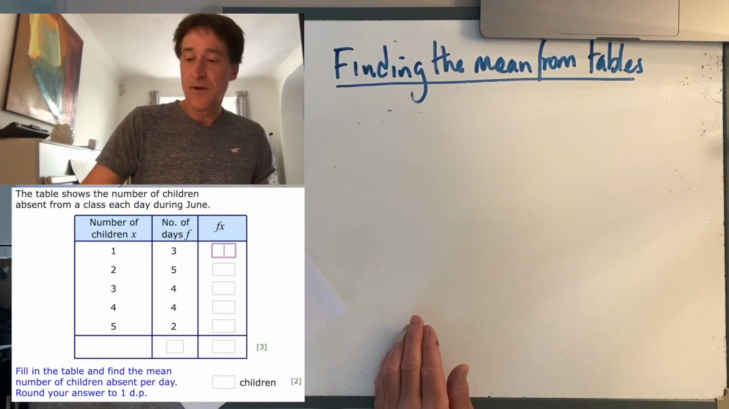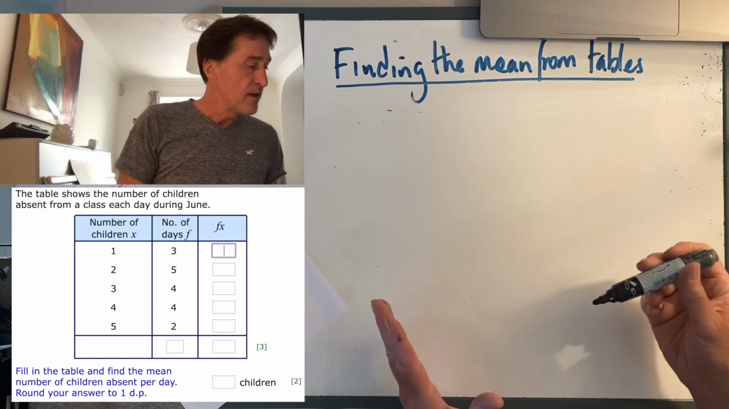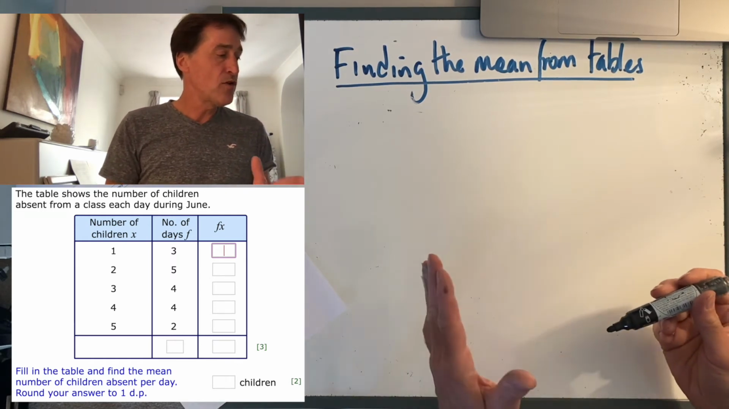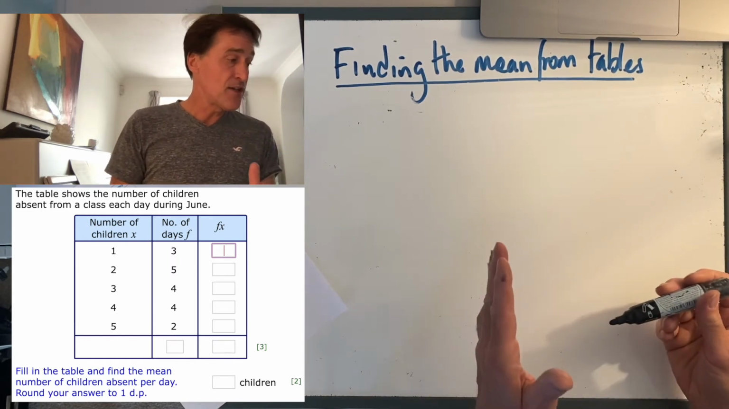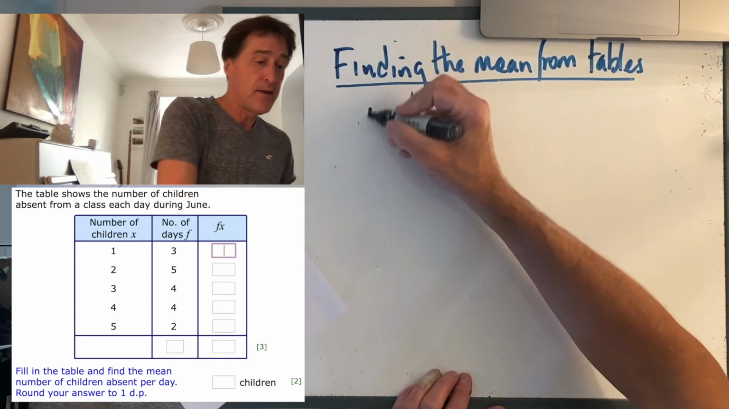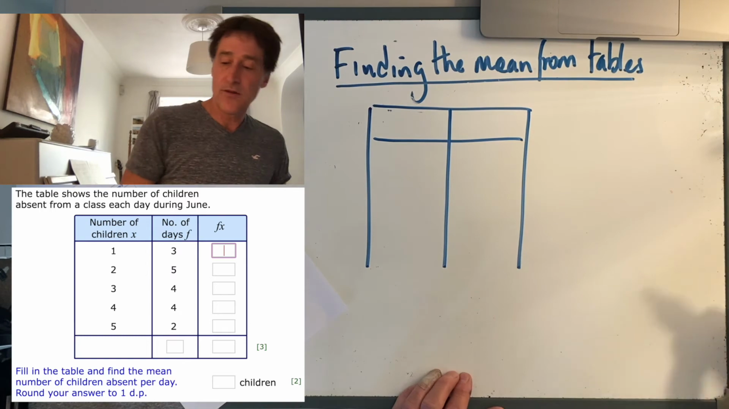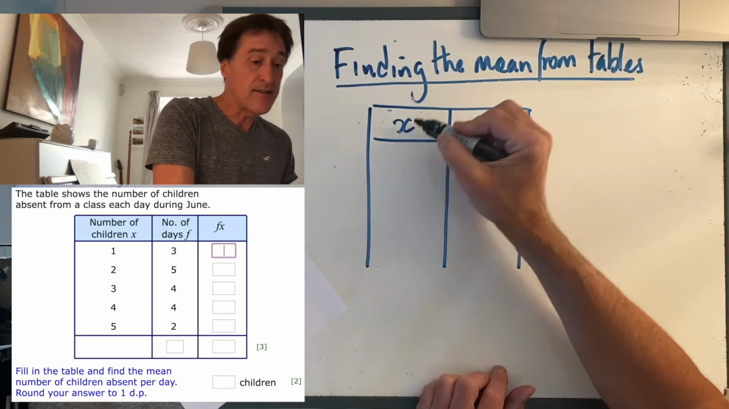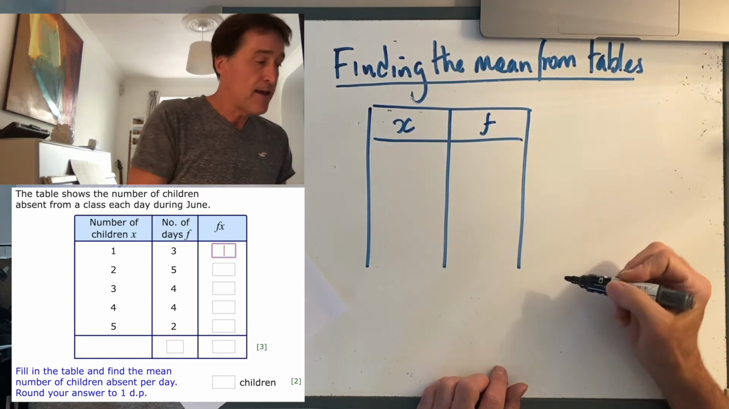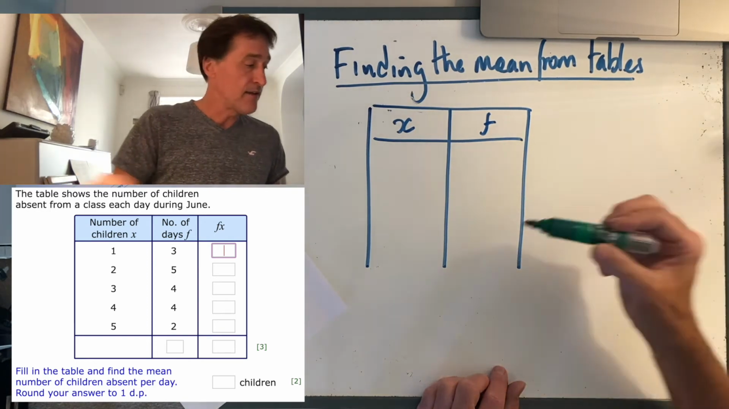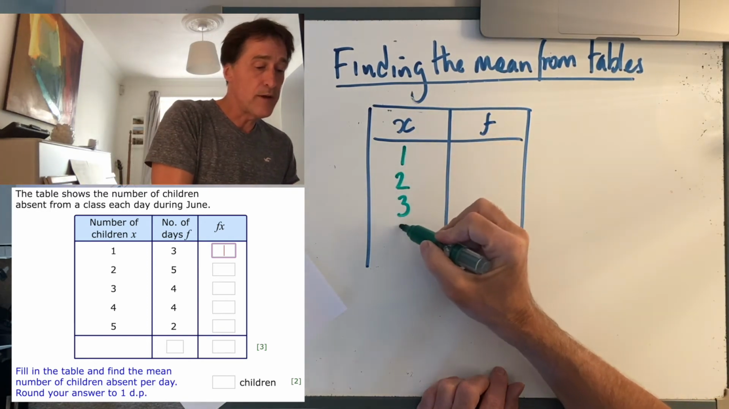So question 3, you should see on the screen, number of children, number of days. So it says here, the table shows the number of children absent from a class each day during June. So here we go, here's our table. So it's good to copy these tables out when you're trying these questions. It says the number of children, and they've actually said it's X, and the number of days, F. And let's just look at it. It says here 1, 2, 3, 4, 5. 1, 2, 3, 4, 5.